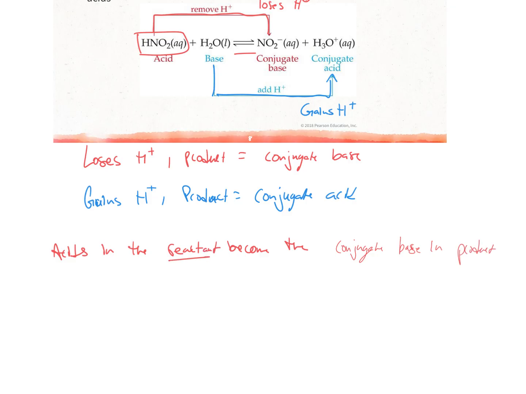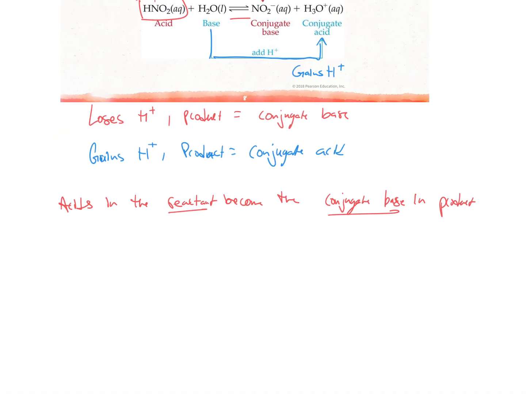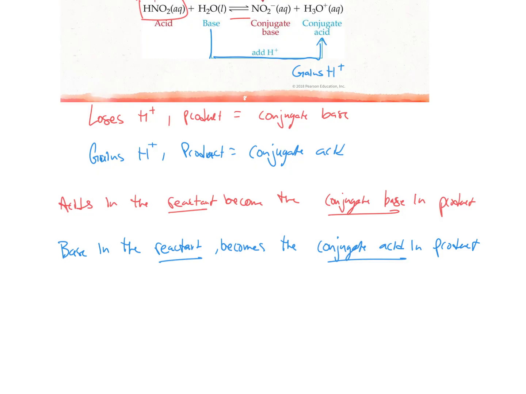So if it's an acid in the reactant, it's going to become the conjugate base in the product. And if it is a base in the reactant, then it becomes the conjugate acid in the product. So one will become the other after the reaction. And of course, this is an equilibrium, so it can go in the reverse direction as well.